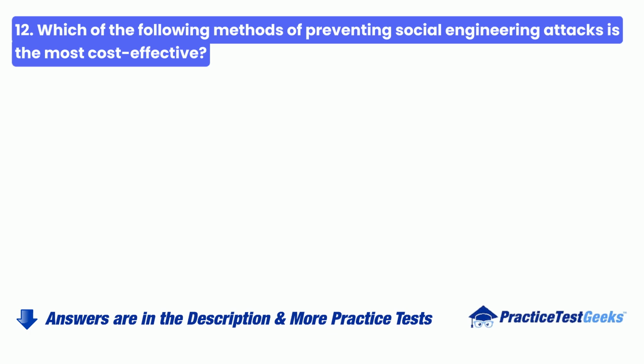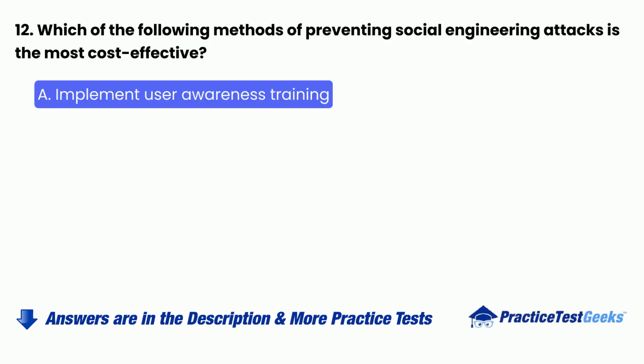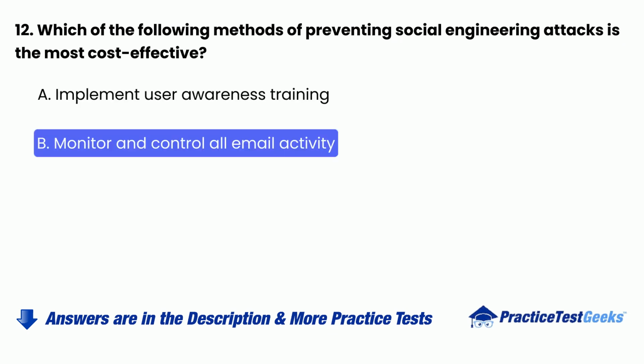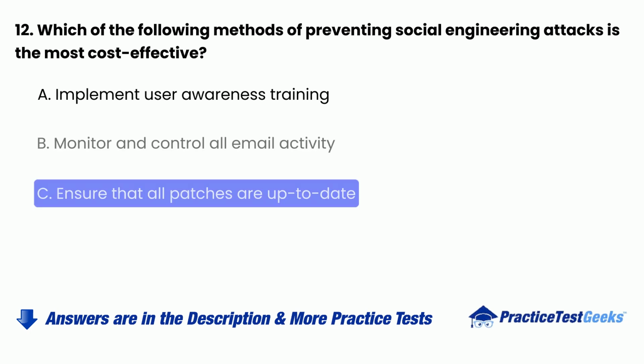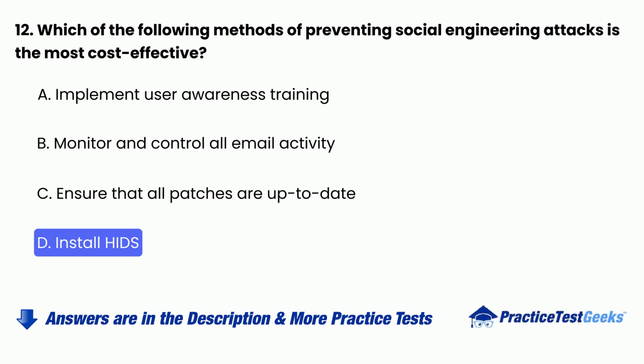12. Which of the following methods of preventing social engineering attacks is the most cost-effective? A. Implement user awareness training. B. Monitor and control all email activity. C. Ensure that all patches are up to date. D. Install HIDS.